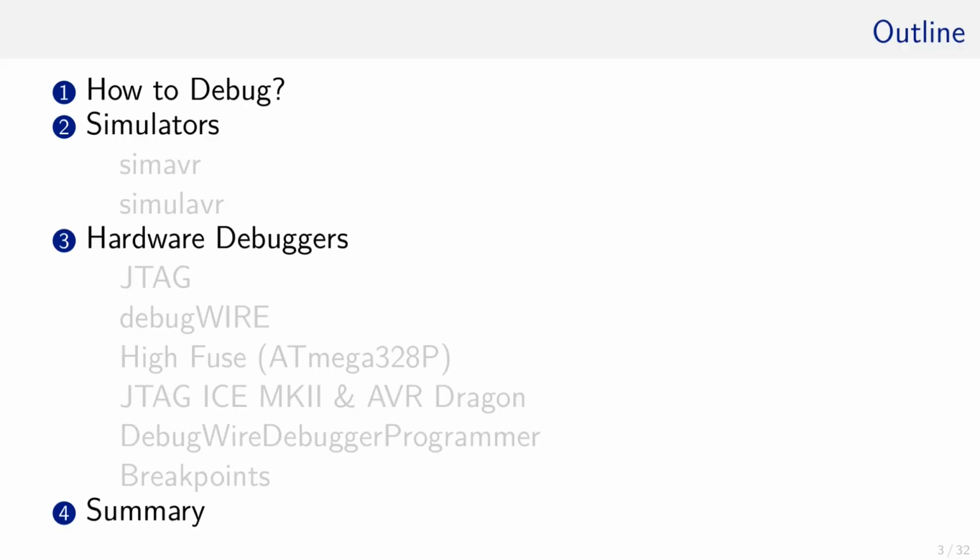This is the outline. First, we are going to talk about our current methods of debugging, what the advantages and disadvantages are. Then we will talk about simulators, and in the end we will head over to the most extensive options available in ATmega debugging, the hardware debuggers.